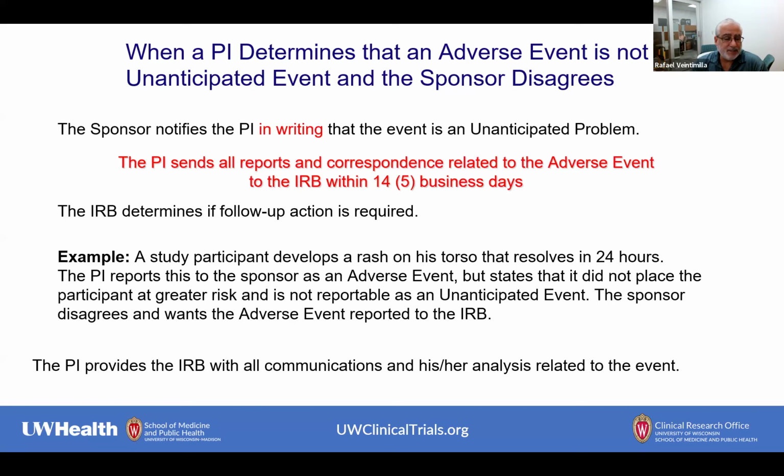A study participant develops a rash on his torso that resolves within 24 hours. The PI reports this to the sponsor as an adverse event, but states that it did not place the participant at greater risk and it's not reportable as an unanticipated event. The sponsor disagrees and wants you to report it to the IRB as an unanticipated adverse event. We will report this to the IRB. You can discuss with the sponsor, disagree, come to an agreement on whether you're going to report it or not. But if the sponsor stands their ground and they want you to report it, we must report it to the IRB within 14 days.